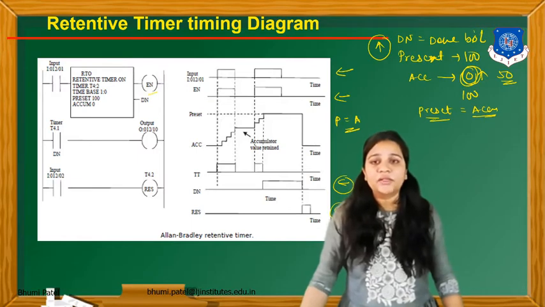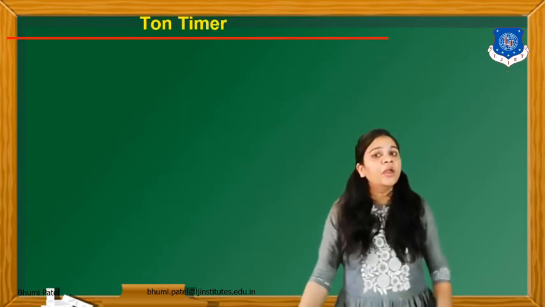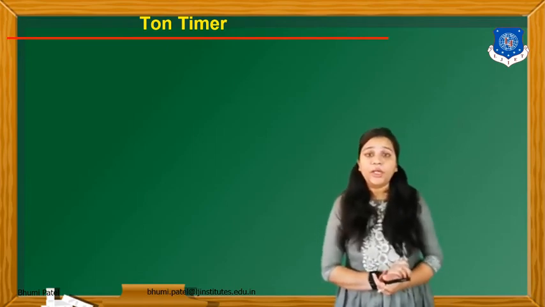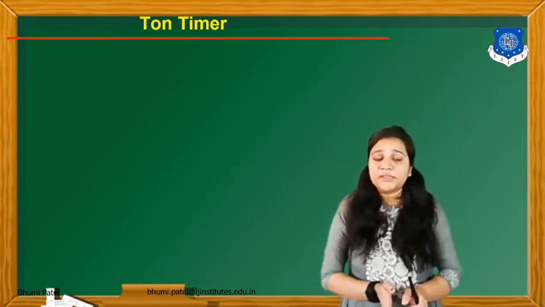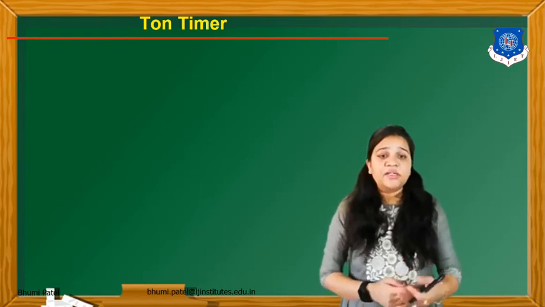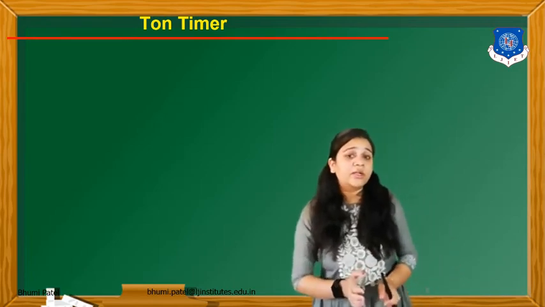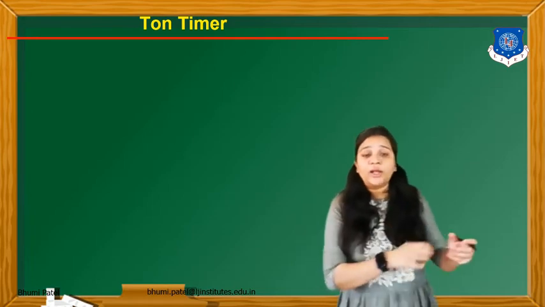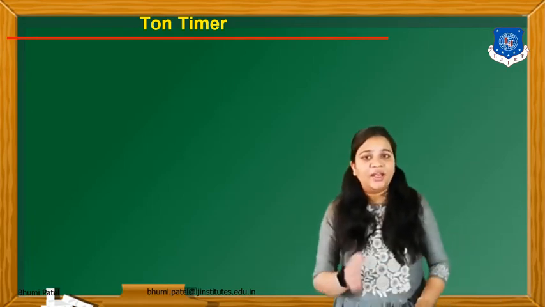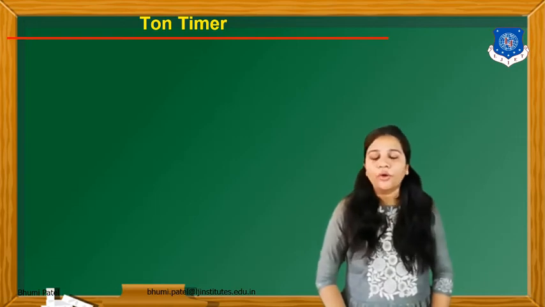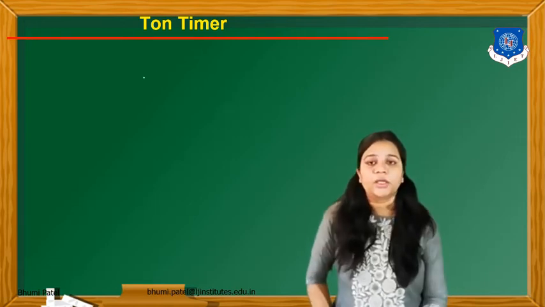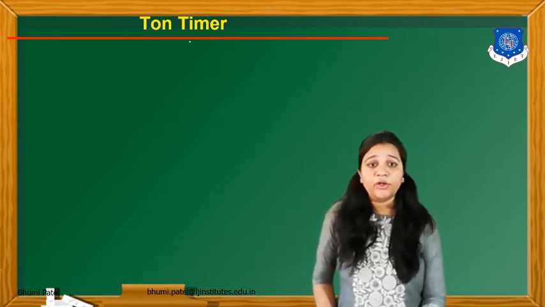Now the next one is the types of the retentive timer. The first type is the T-on timer. What is the application of the T-on timer? As we discussed earlier, the T-on timer is used whenever we want to turn on some particular output after some time. So what is the diagram of the T-on timer?